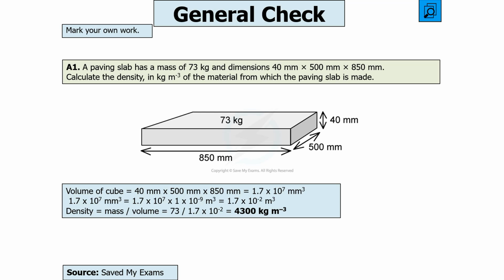At that point we say density is mass over volume, so it's our mass in kilograms, 73, over our volume in meters cubed, 1.7 times 10 to the minus 2, so we get 4,300 kilograms per meter cubed.